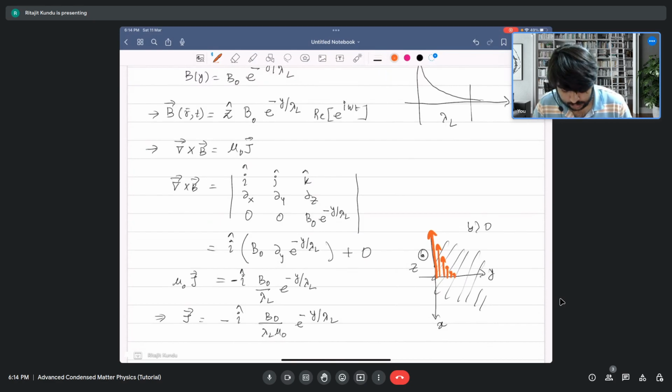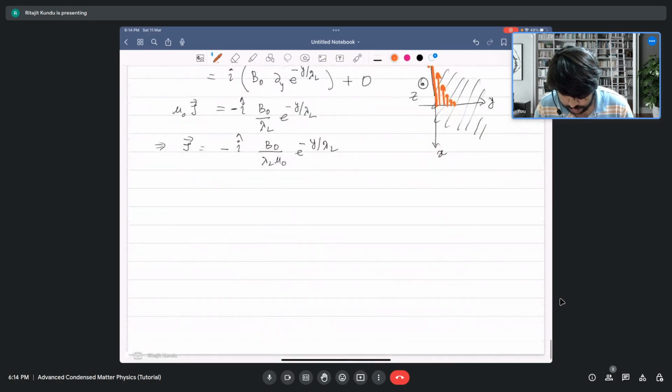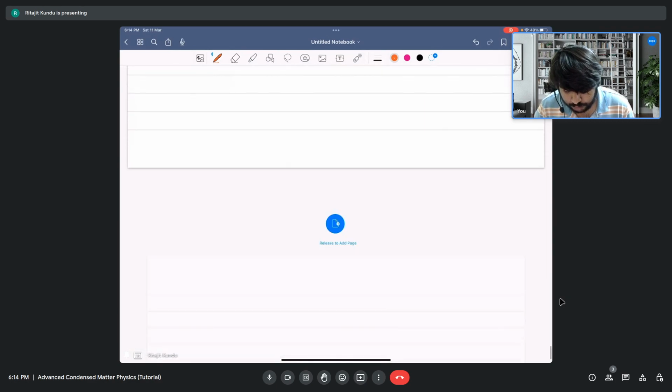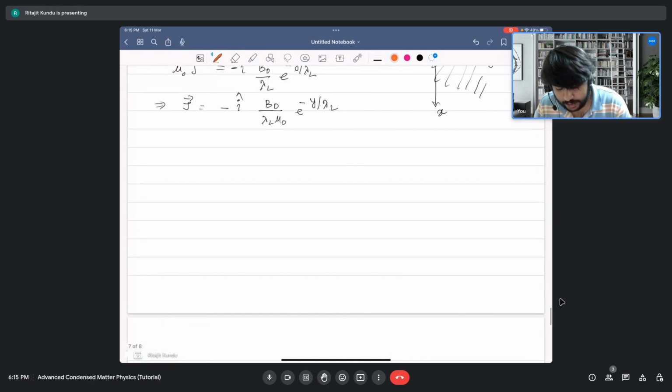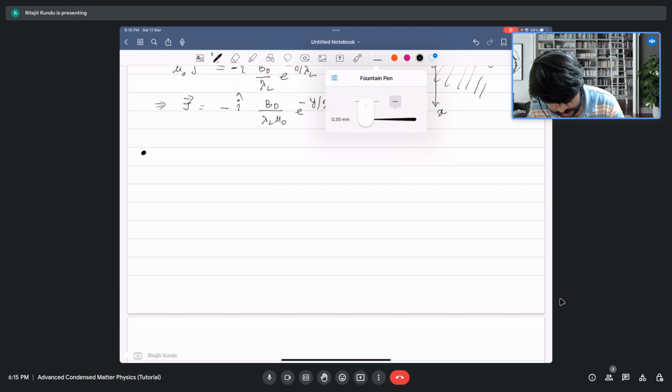So now we'll make this problem a little bit more complicated, and we will introduce another surface. We'll see how the thickness of a slab and this lambda L play a role. So there is a competition between these two length scales, which will become very clear. So now let's look at a superconducting slab.